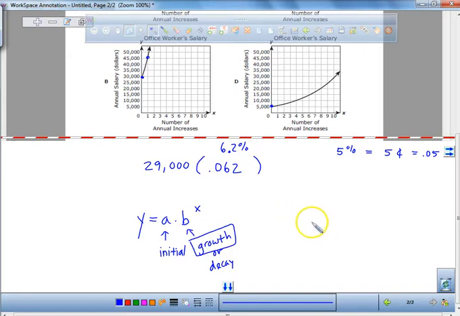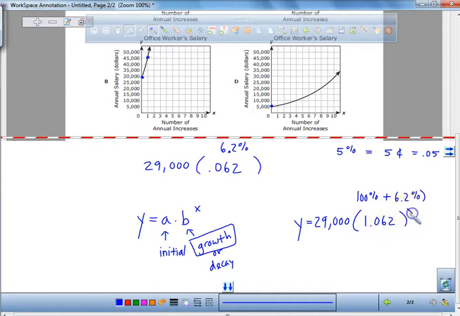So here we go. Our A value for this function: what was our initial value? 29,000. And what's it going up by? It was going up by 0.062, but you actually have to write 1.062 because you're getting 100% of your salary plus 6.2%. So your growth rate is actually 1.062.